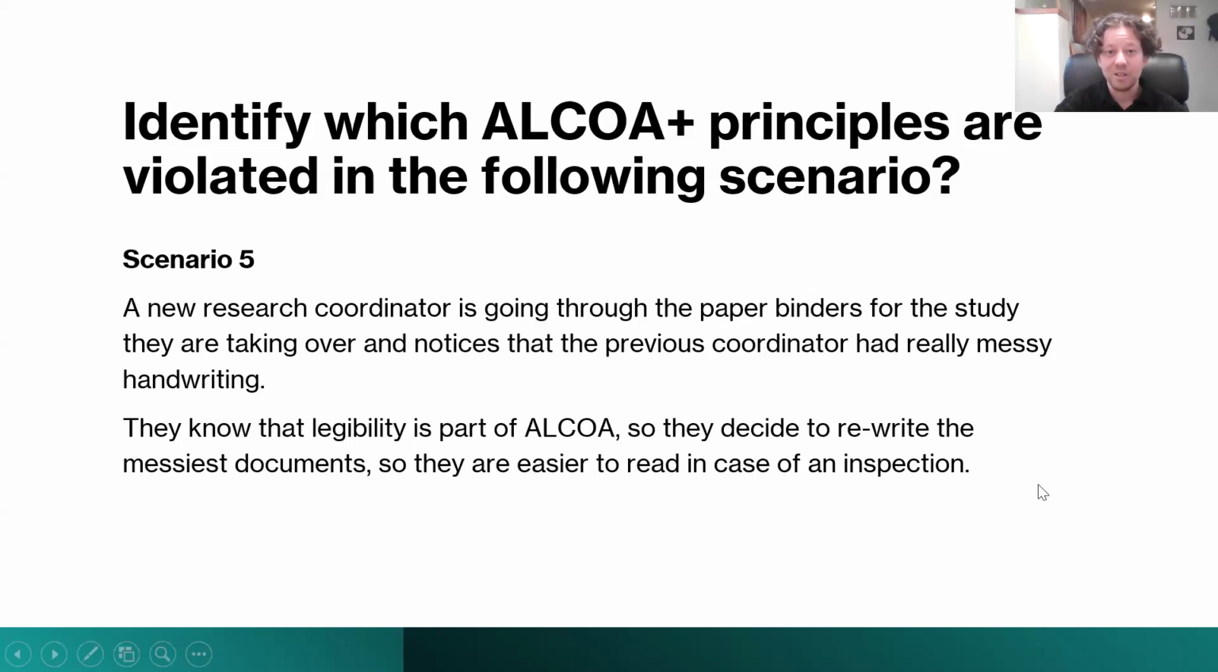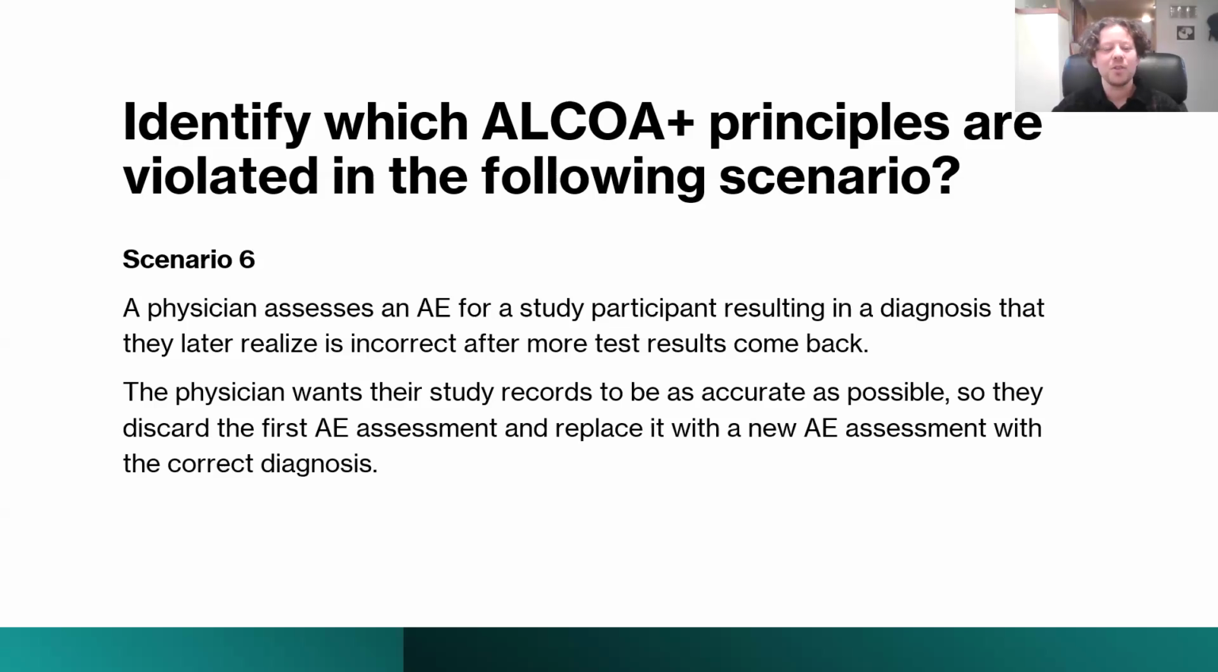Okay, well, moving on to the last scenario then. Thanks for bearing with me with all these different scenarios. So a physician assesses an AE for a study participant, resulting in a diagnosis that they later realize is incorrect after some more test results come back. The physician wants the study record to be as accurate as possible, so they discard the first AE assessment and replace it with a new AE assessment with the correct diagnosis. So what's wrong in this scenario?